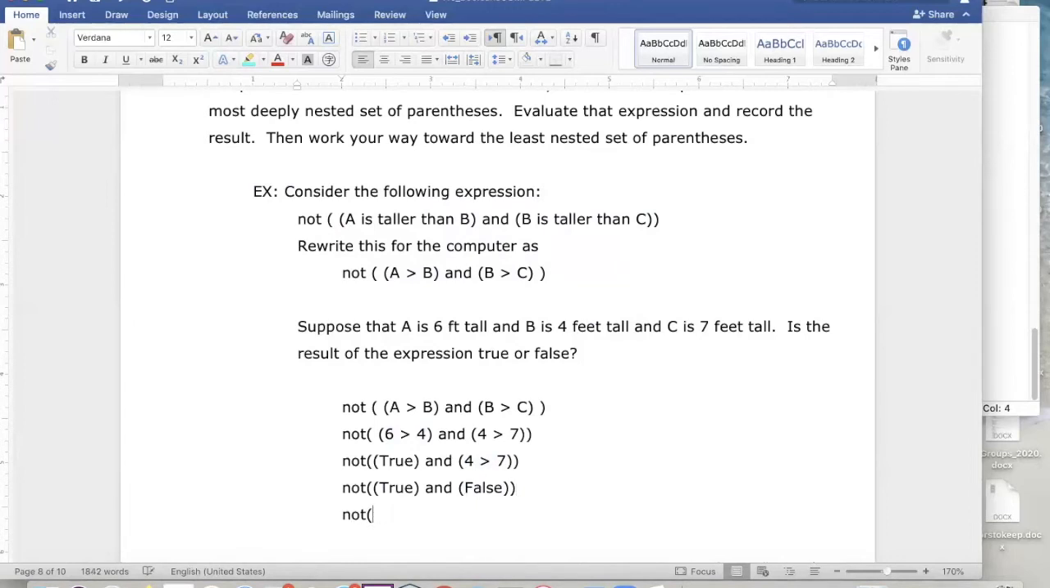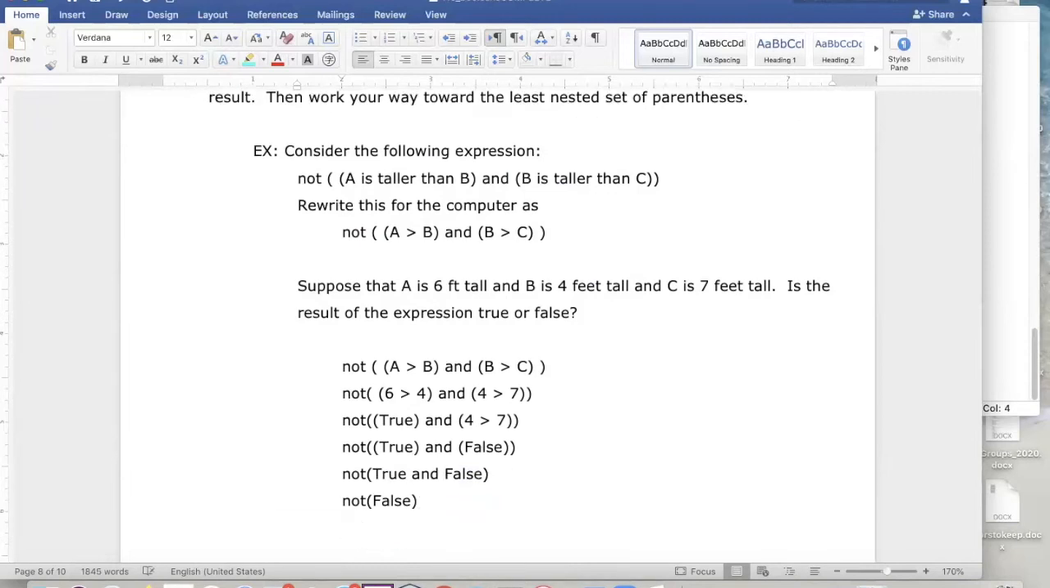So now I'm evaluating not true and false. And again, I have to think about what's the most deeply nested set of parentheses. That's this part right here. And I know that if one part of an expression is true and the other part's false, and we join them with the and operation, the result is going to be false. So the inside of the parentheses is false. And then the not operation takes the inverse of a value. So it's going to return true as my final answer to this expression.